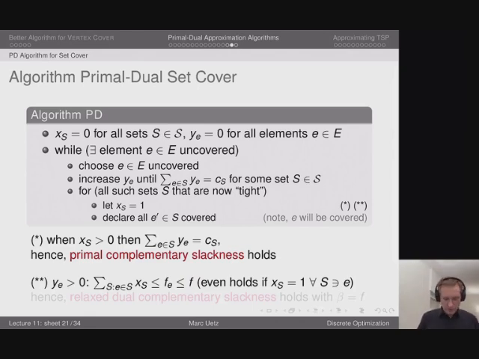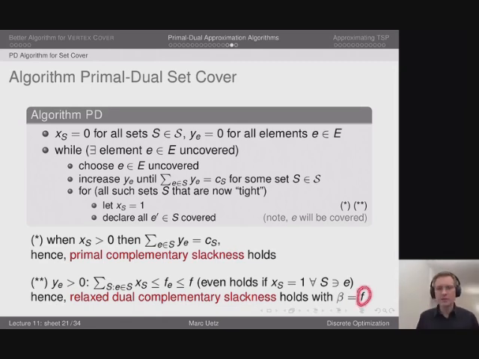Now remember what was the original dual constraint. That was originally a larger or equal than 1 constraint. We are violating equality here, so it's not going to be equal to 1, but it will be at most f, the maximum frequency. So that means relaxed dual complementary slackness will be fulfilled up to a factor at most f. And that's exactly what we obtain. So f is going to be the approximation guarantee, the approximation factor for this primal dual algorithm.